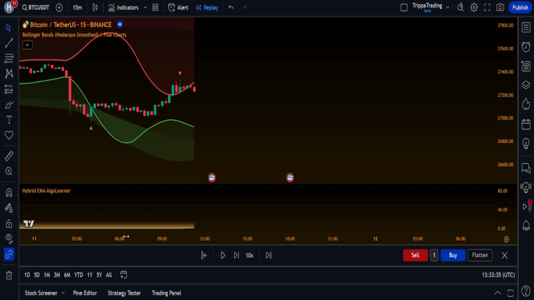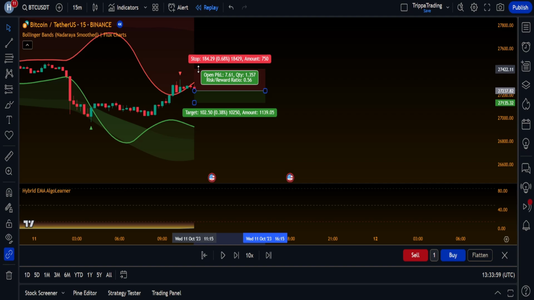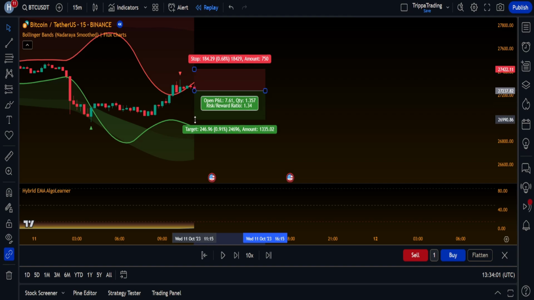First of all, the hybrid EMA algo learner should cross below the 15 level, signaling the beginning of a downtrend. Then, just like we did in the buy trade, we will wait for the Bollinger Band's Nadarya indicator to produce a sell signal, and the EMA reading should remain below 15 at the time the signal is produced. If these two conditions are met, you can confidently open a sell position. We will set our stop loss above the upper Bollinger Band. And again, you can close a part of the position once you receive a buy signal.